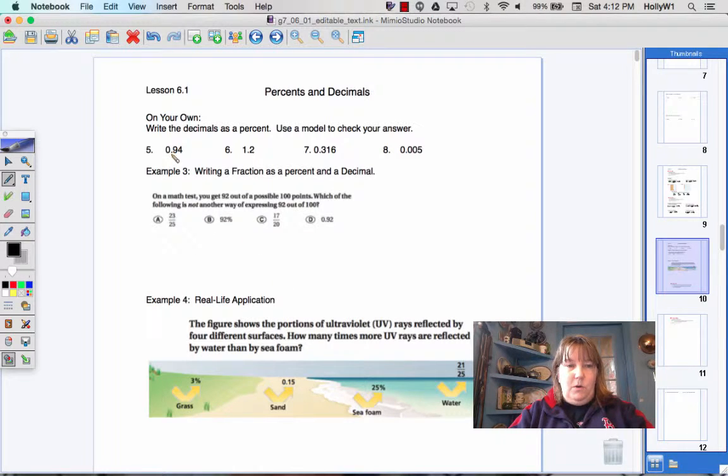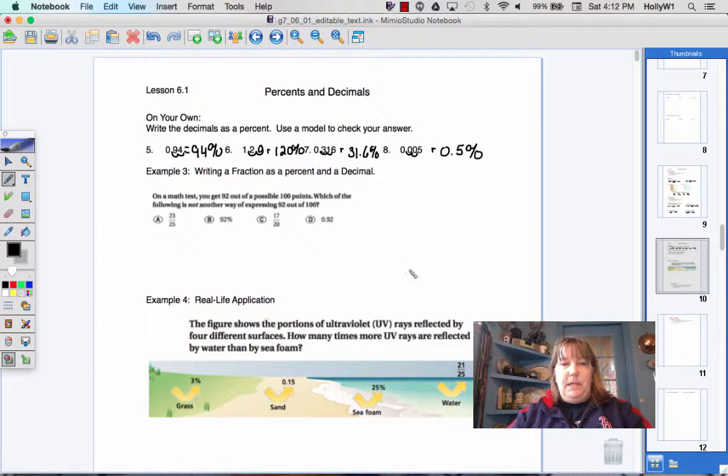So welcome back. 94 hundredths ends up being 94%. So you move the decimal place over 1, 2. Same with this one. Move it over 1, 2. There's a 0 implied there. So we end up with 120%. Number 7, move this decimal point over 2. We end up with 31.6%. 5 thousandths ends up being 0.5%, or half of a percent.